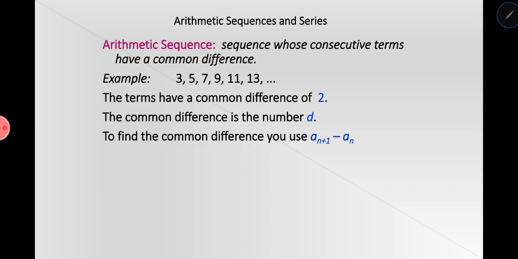So we have here the formula that we could use: a sub n plus 1 minus a sub n. Parang yung kanina, if the first term is 3 and the second term is 5, we get the difference 5 minus 3, we get 2. 7 minus 5, we get 2. 9 minus 7, we get 2. 11 minus 9, we get 2. And 13 minus 11, we get 2.